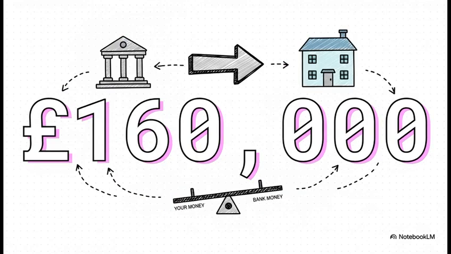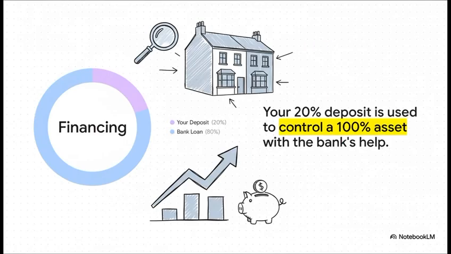So you might be asking, where does the rest of the money come from? Well, the other 80%, that's £160,000, is covered by a bank mortgage. This is a classic financial strategy called leverage. Basically, you're using borrowed money to increase your investment power. In other words, your £40,000 is now in control of a £200,000 asset. Pretty cool. This chart makes the whole financial setup super clear. You see your slice, that 20%, gets combined with the bank's massive 80% slice, and together you control the whole thing. That's the power of leverage, right there in a picture.